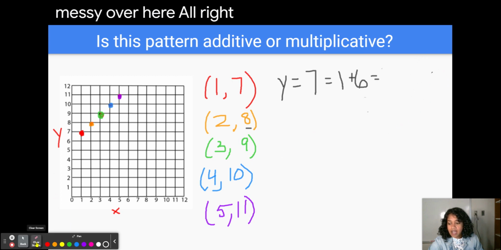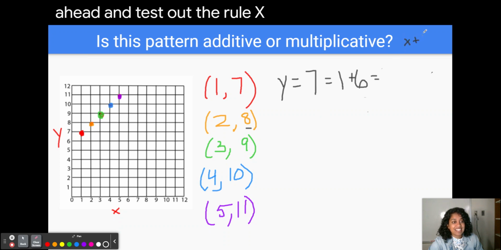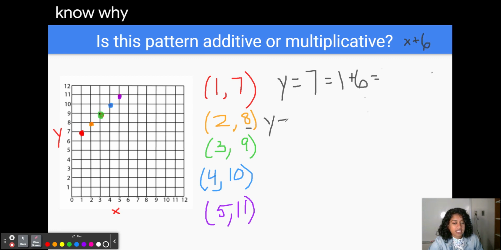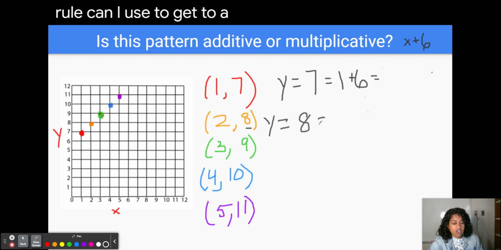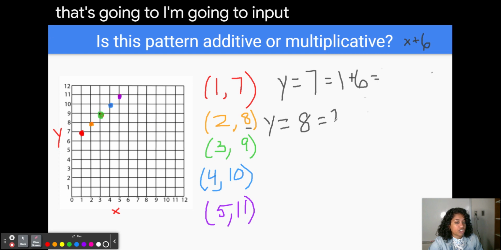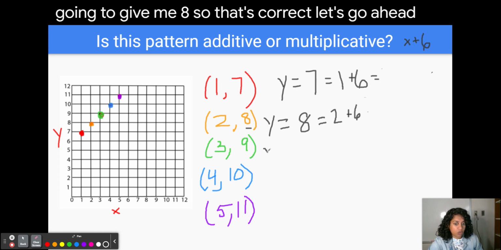All right. Now, we're going to go ahead and test out the rule of x plus 6 and see if that applies for all of it. So I'm going to go ahead and look. I know y has to equal 8 because that's my output. So what rule can I use to get to 8? If I do my rule of x plus 6, I'm going to input 2 for x plus 6. That is going to give me 8. So that's correct. Let's go ahead and check with 3.